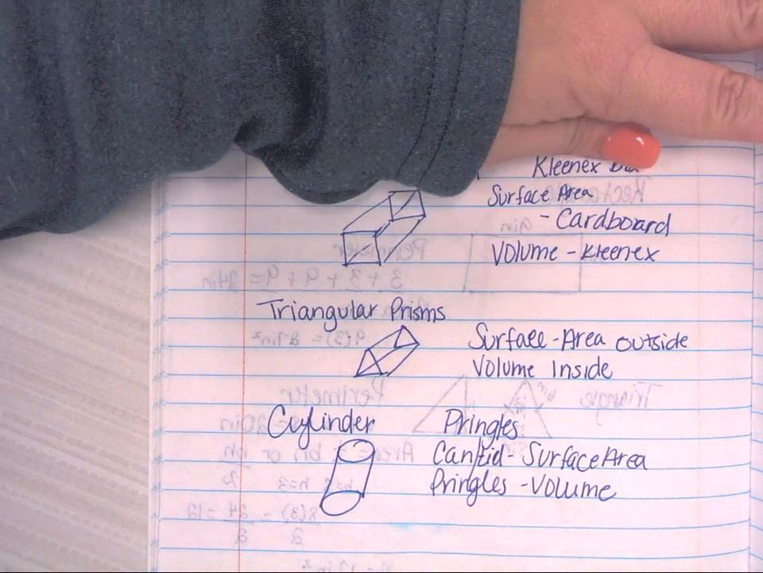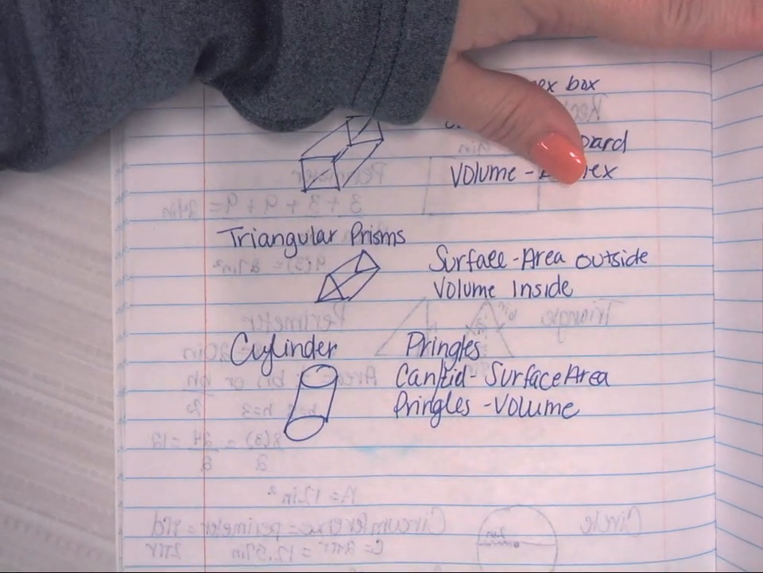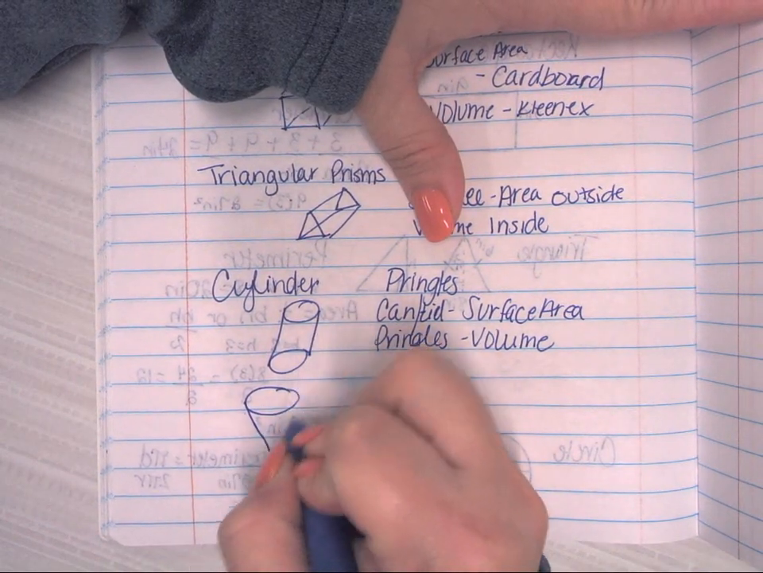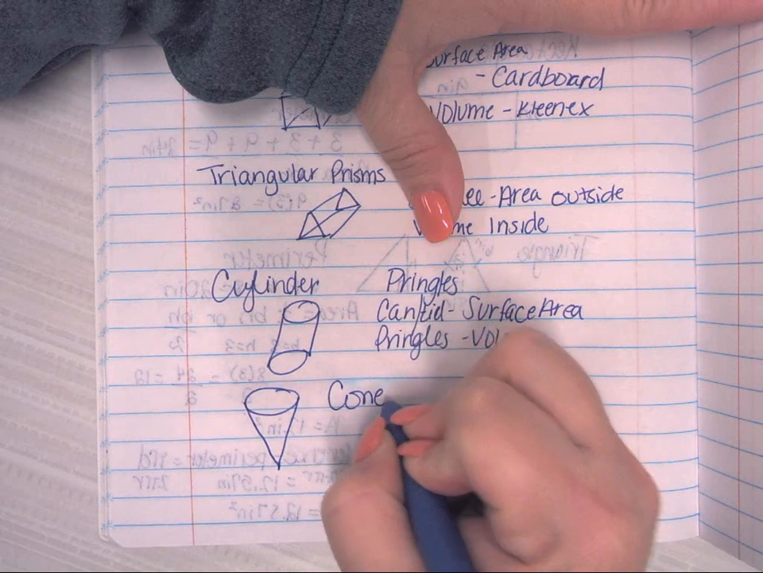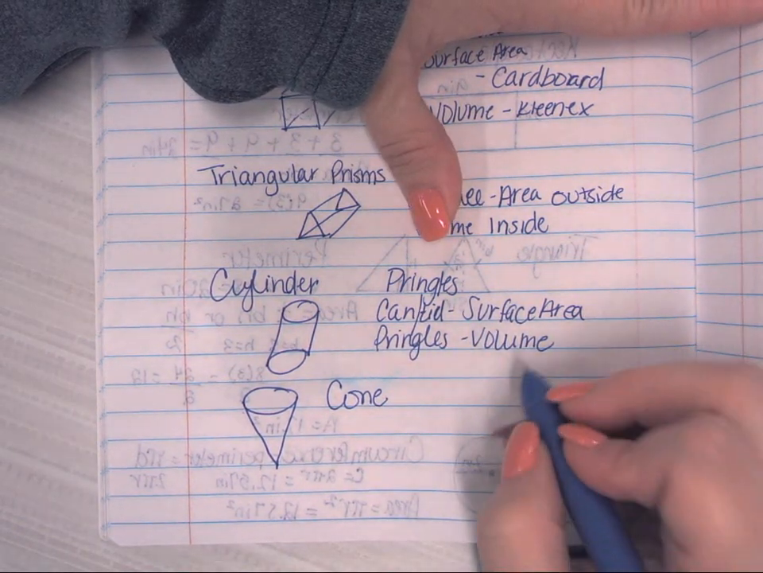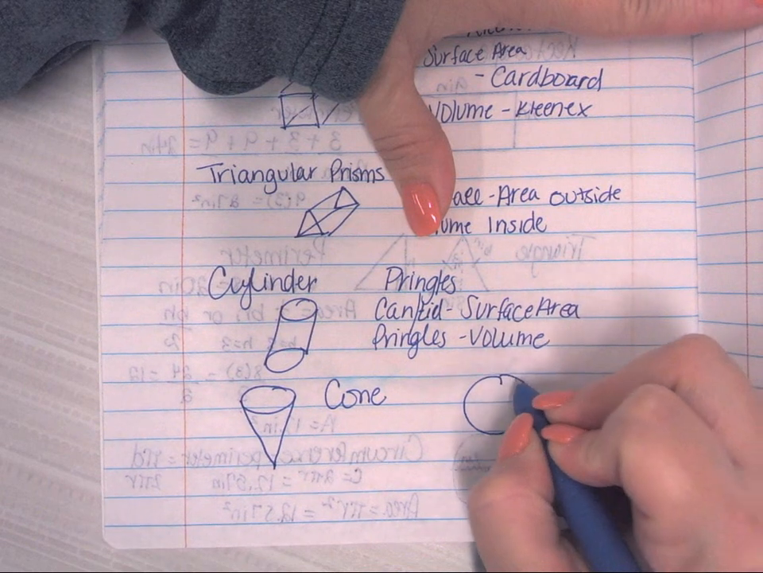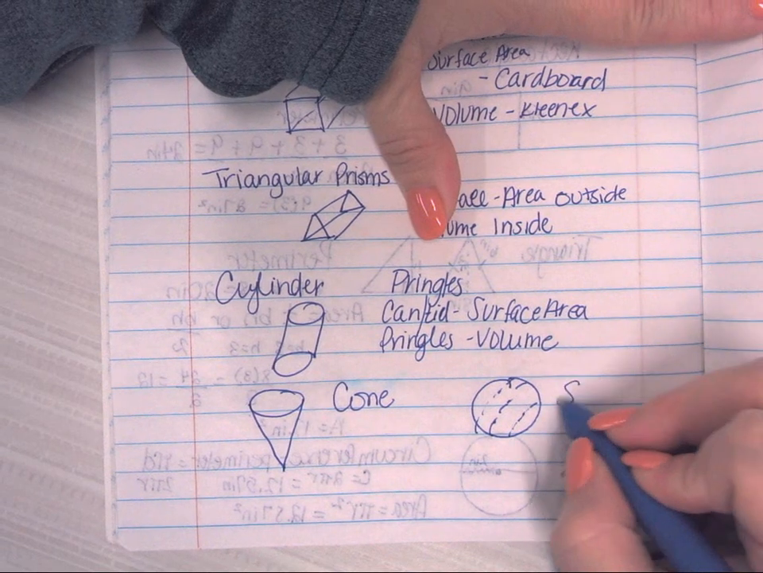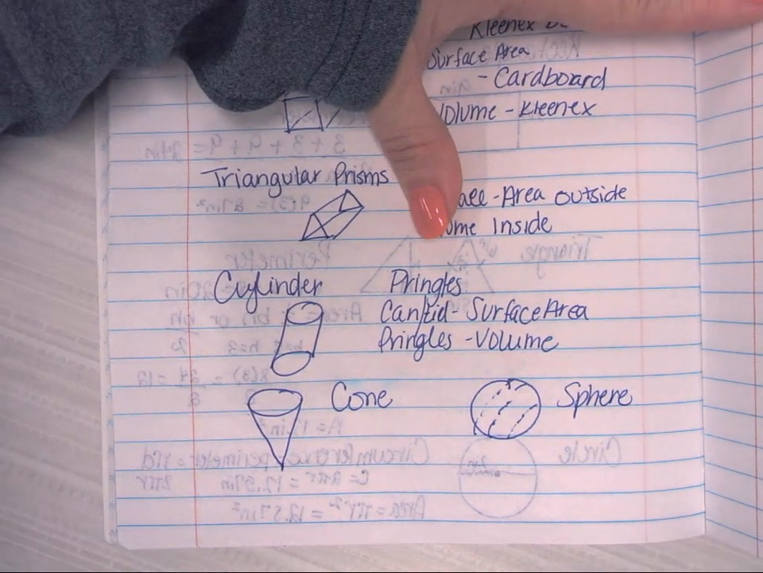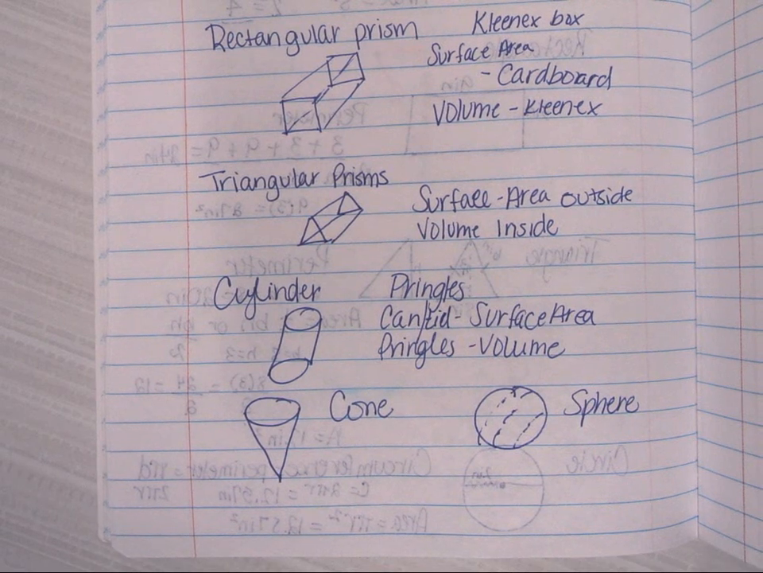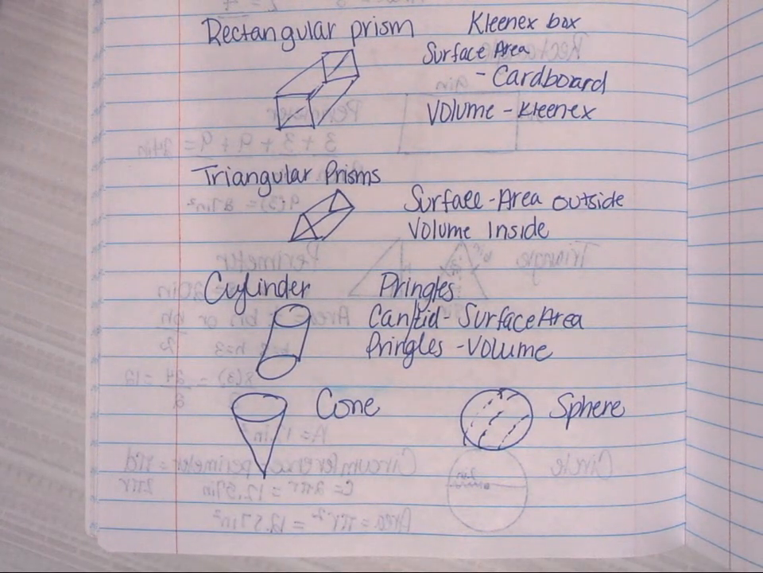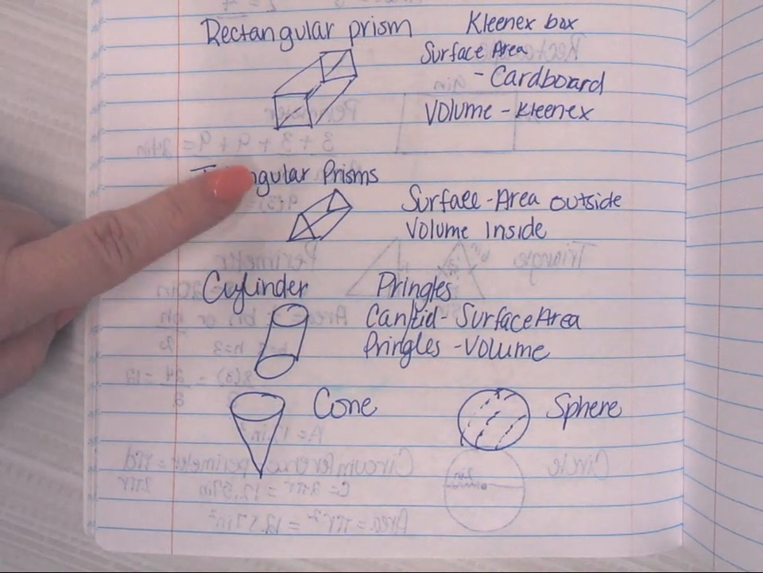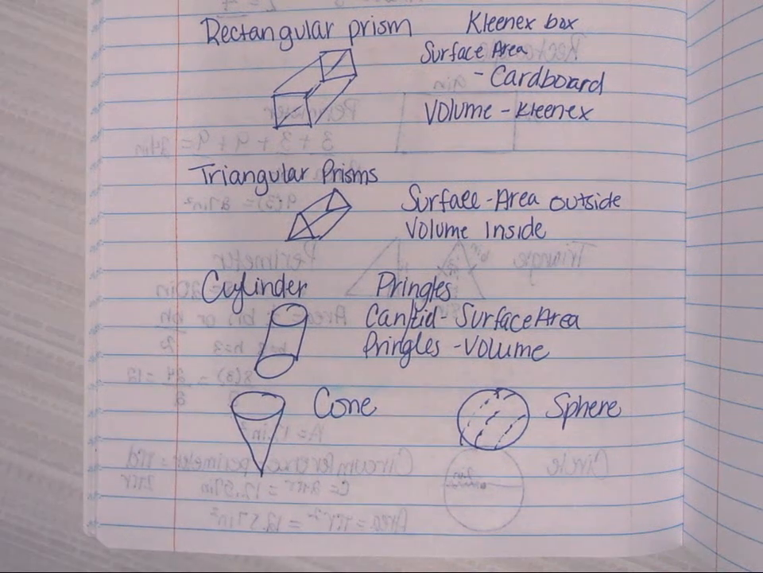And then we talk about volume of cones and spheres, but we don't do surface area of those. So if we have a cone and then a ball, this is a sphere. So these are the different solids that we're going to be working with: a rectangular prism, a triangular prism, a cylinder, a cone, and a sphere.